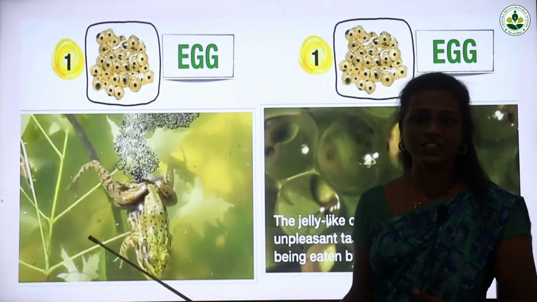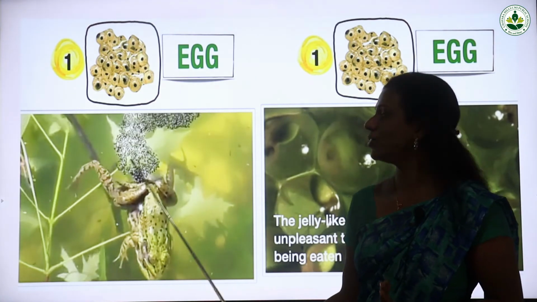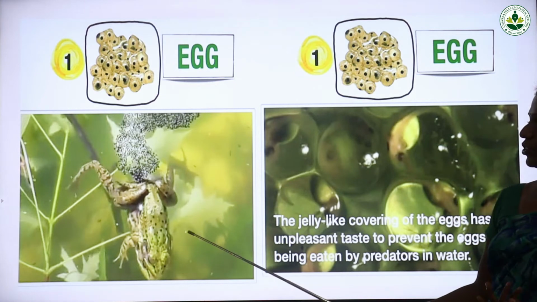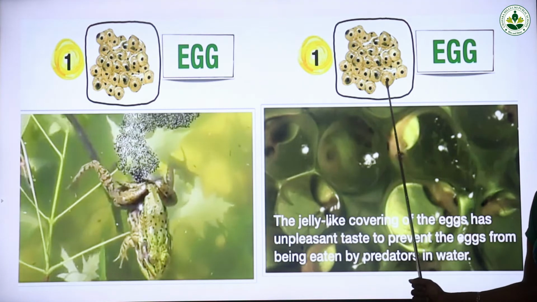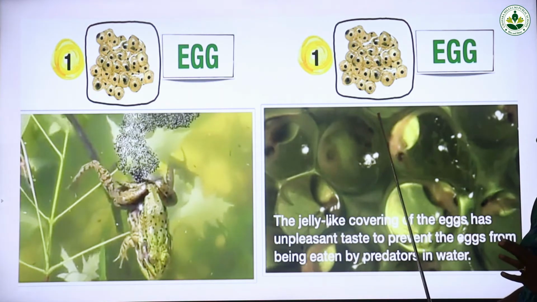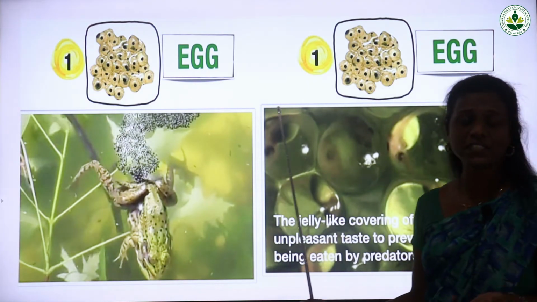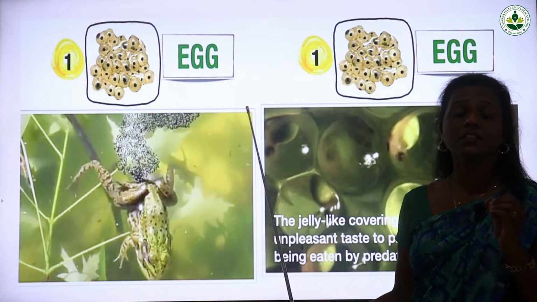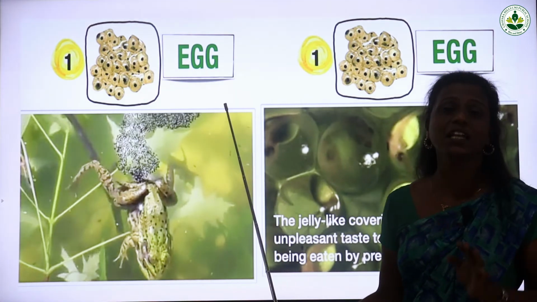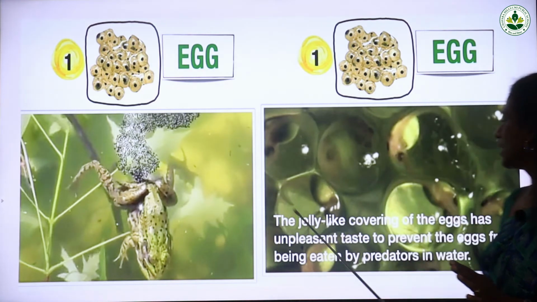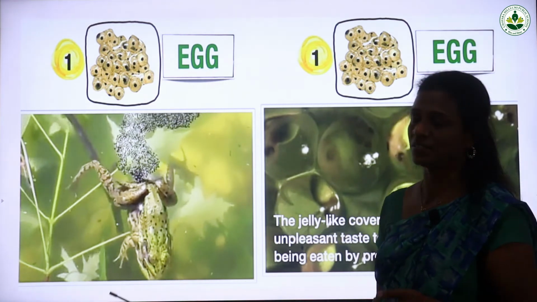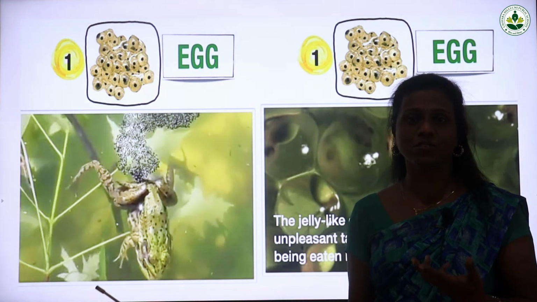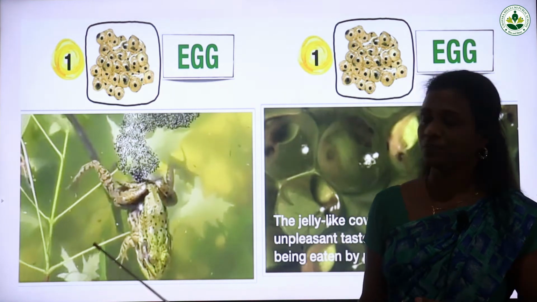So now we can check each stage of development of a frog. First, we can see in the picture, the frog will lay eggs. You can see there, the egg is covered with a jelly-like structure. The jelly-like structure has an unpleasant taste, so the enemies will not attack these eggs. The jelly-like covering of the eggs has an unpleasant taste to prevent the eggs from being eaten by predators in water. Predators in water means enemies, those who are trying to eat the eggs.